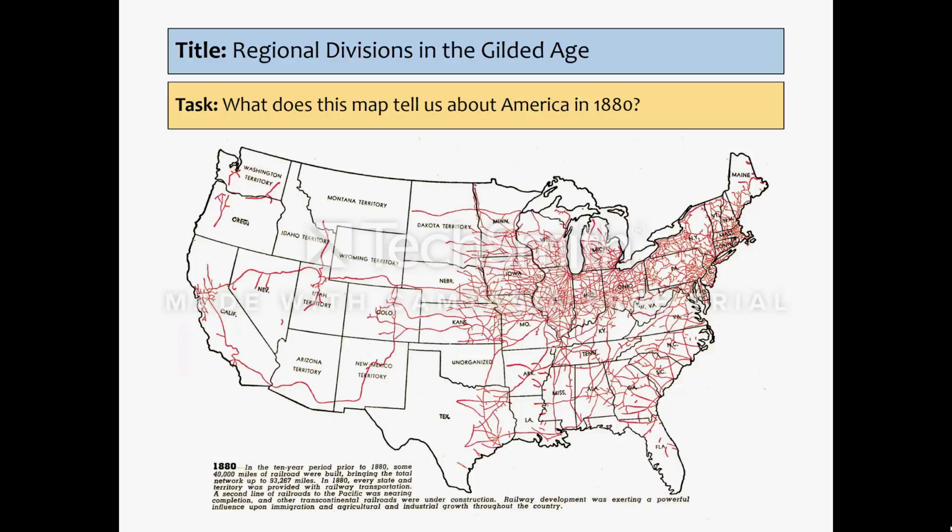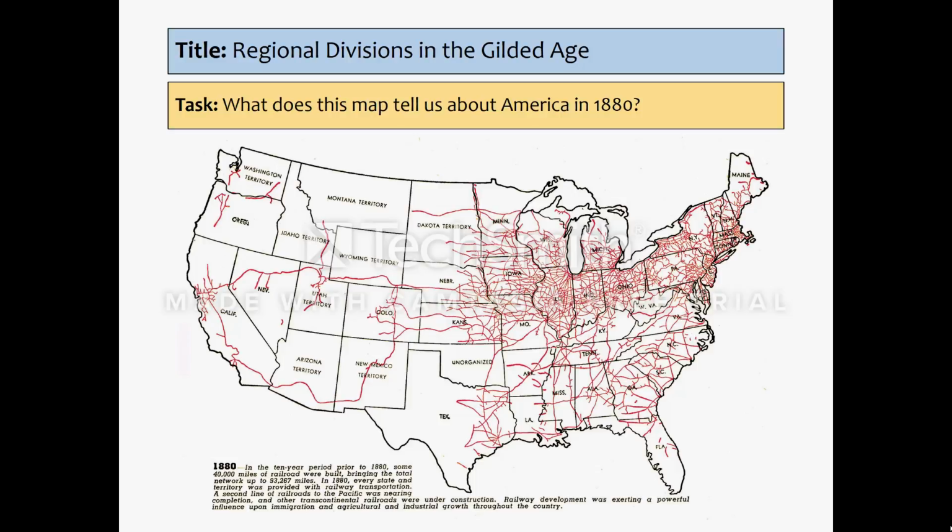So this map is America in 1880. Take a couple of seconds to think about what you think it represents. Read the caption at the bottom, pause the video, and then see if it matches up with what I think.